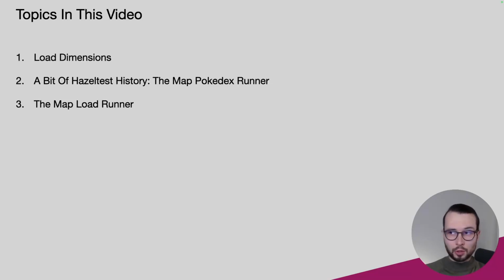And the second point for today is I'm going to take you on a little trip down memory lane in scope of a little bit of Hazeltest history, really, and introduce you to the map Pokedex Runner very shortly, because the map load runner is an extension of the map Pokedex Runner. The map Pokedex Runner was the predecessor and had 2 drawbacks, really, and the map load runner was the next logical step that simply had to happen in the application. So, without any further ado, let's get started on load dimensions.